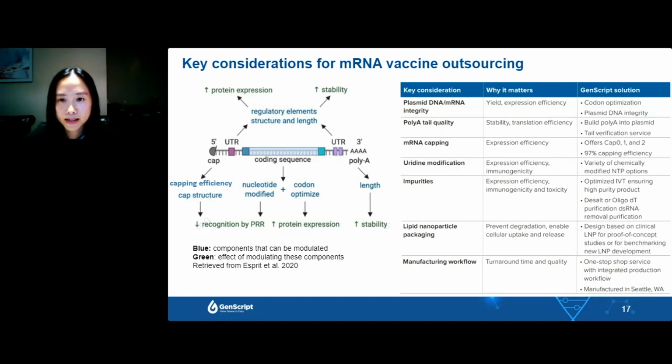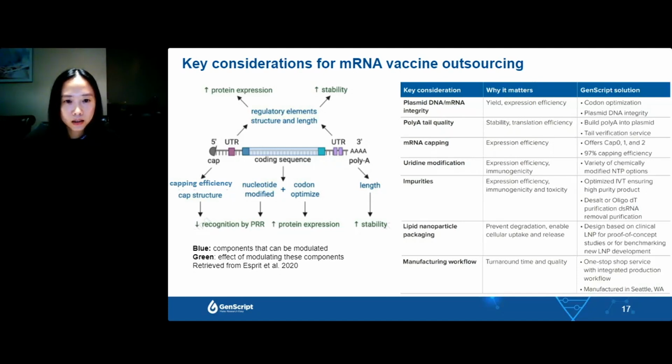We have optimized the IVT process to ensure a high quality product. And also we have desalt or oligo dT purification system to purify the dsRNA.